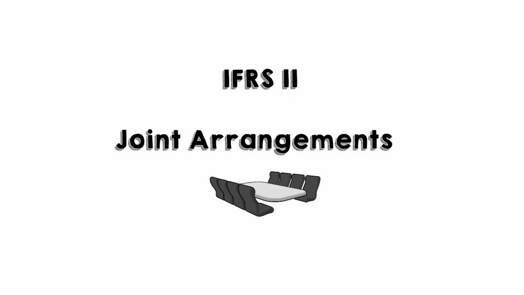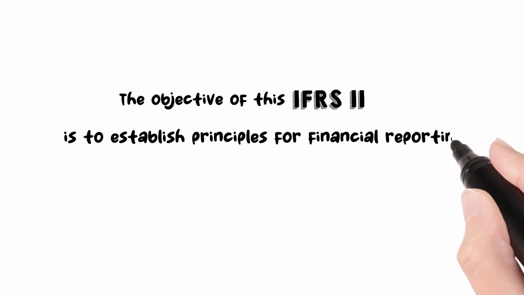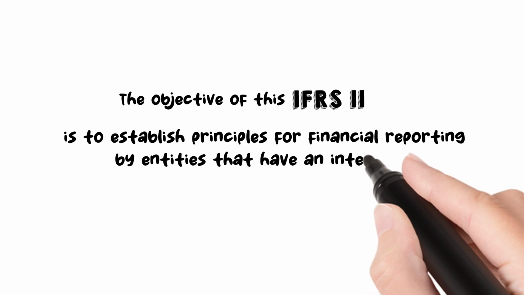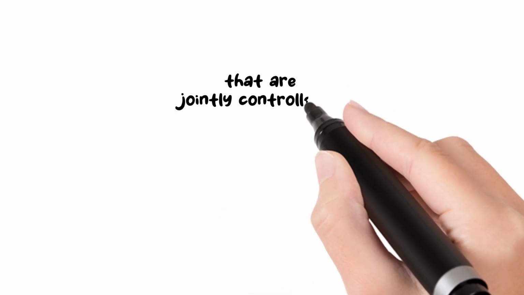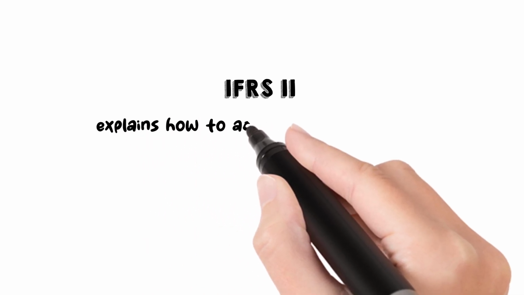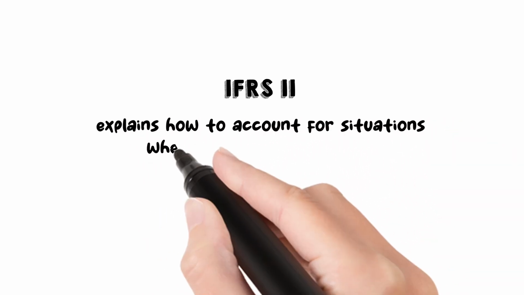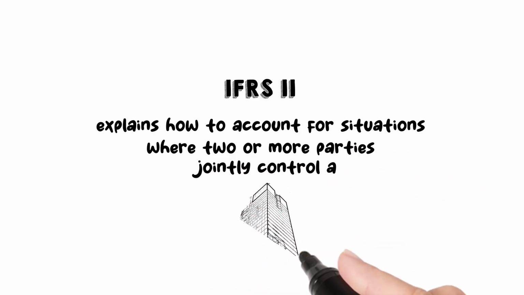IFRS 11, Joint Arrangements. The objective of IFRS 11 is to establish principles for financial reporting by entities that have an interest in arrangements that are jointly controlled by two or more parties. IFRS 11 explains how to account for situations where two or more parties jointly control a business arrangement.